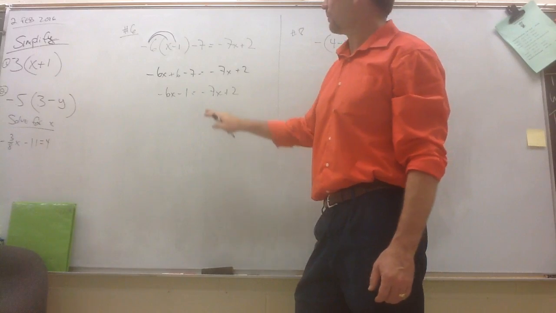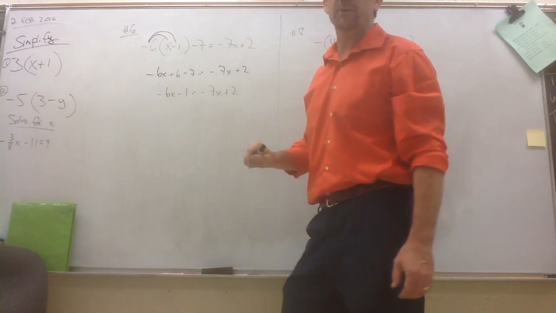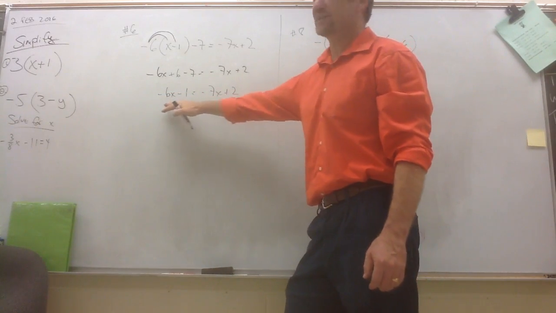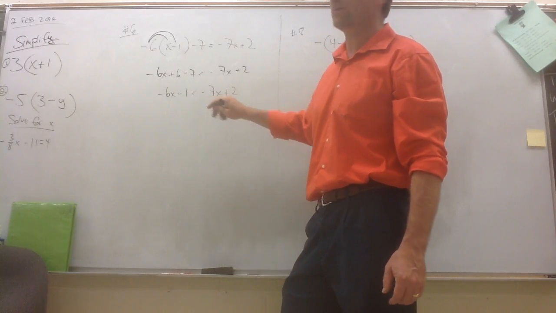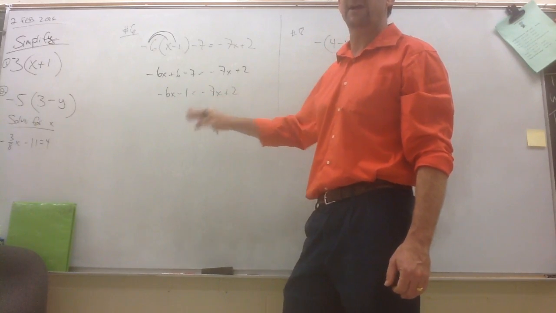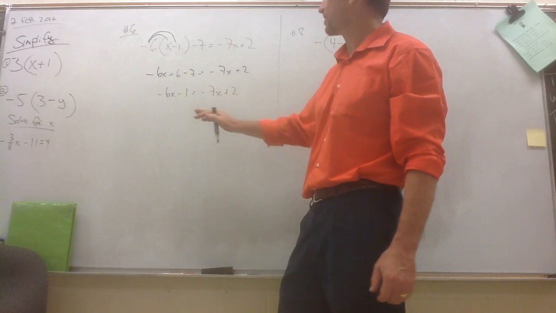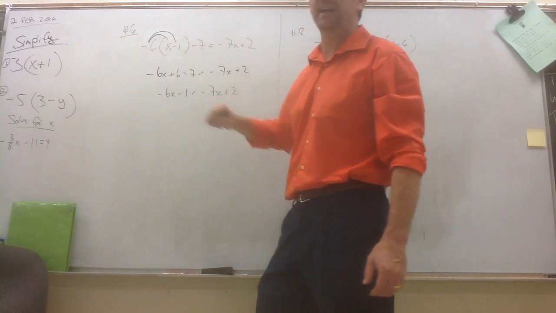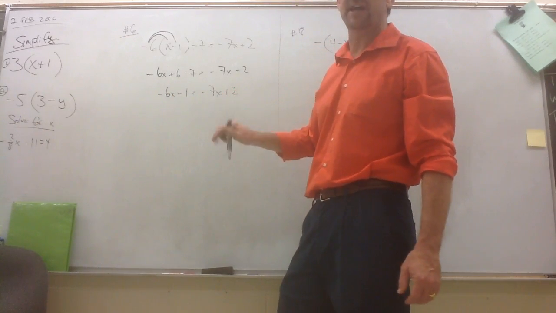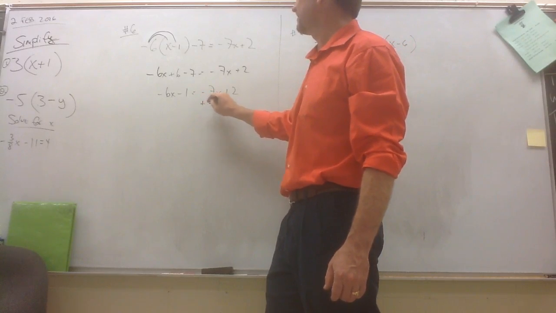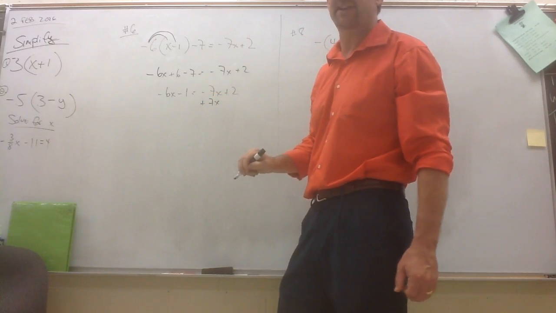So now we're at that point where we have an equation with a variable on both sides. We were doing these last week. Remember, we should move the variable that has the lower coefficient. That way we avoid the negative numbers. Since I have negative 7x and negative 6x, negative 7 is less. So let's get rid of the negative 7x by adding 7x.